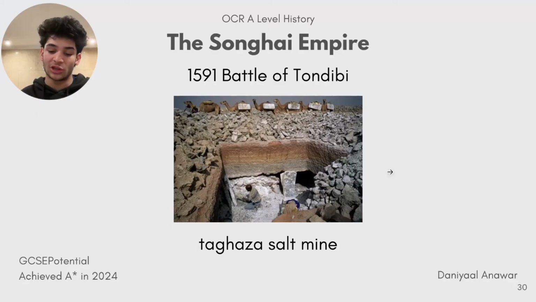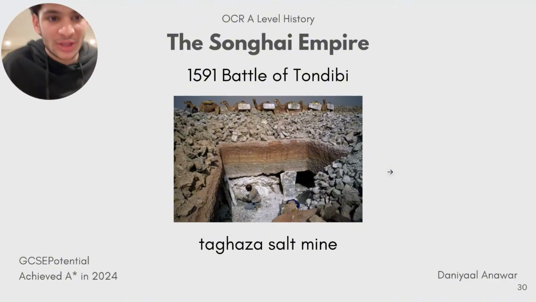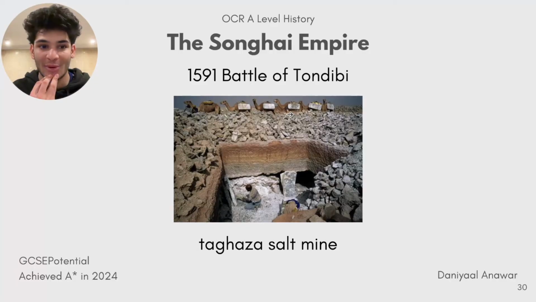The Battle of Tondibi revolved around the Tarkaza salt mines. As I mentioned earlier, Tarkaza was the very northernmost part of the Songhai Empire, and it was fairly near to Morocco. Salt was very expensive back in the day. As you can see, there's camels, which indicates how expensive the salt was, because if you're using camels to transport salt around, that implies it was a very lucrative thing and that a lot of people wanted it. There was high demand.